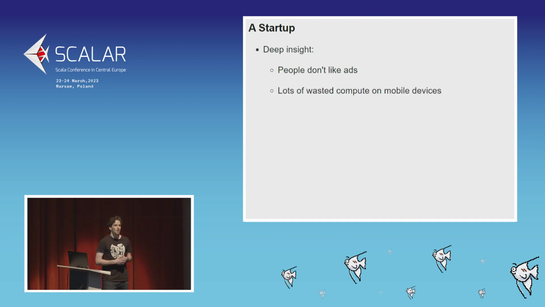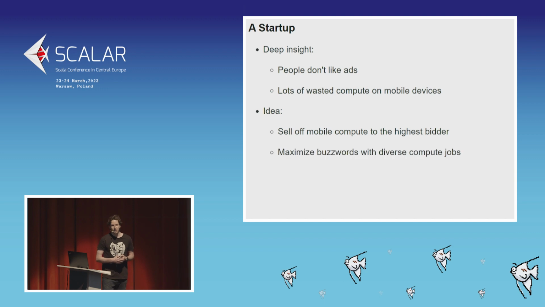As people have more and more powerful mobile devices, lots of compute is being wasted on those devices idling. So the brilliant idea that we came up with is to start selling people's mobile compute to the highest bidder. That sounds like a reasonable thing to do. Because we're going to support various diverse compute jobs, we'll be able to maximize the buzzwords that we can legitimately use on our web page. And in exchange, our users won't get any ads, so everybody is happy.